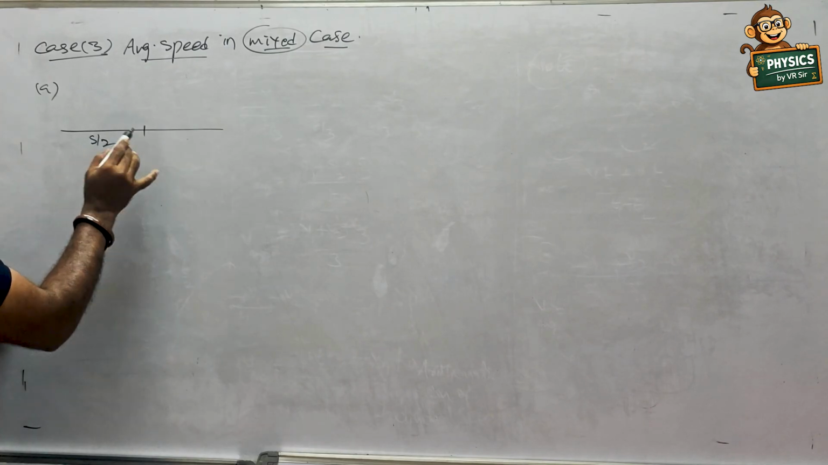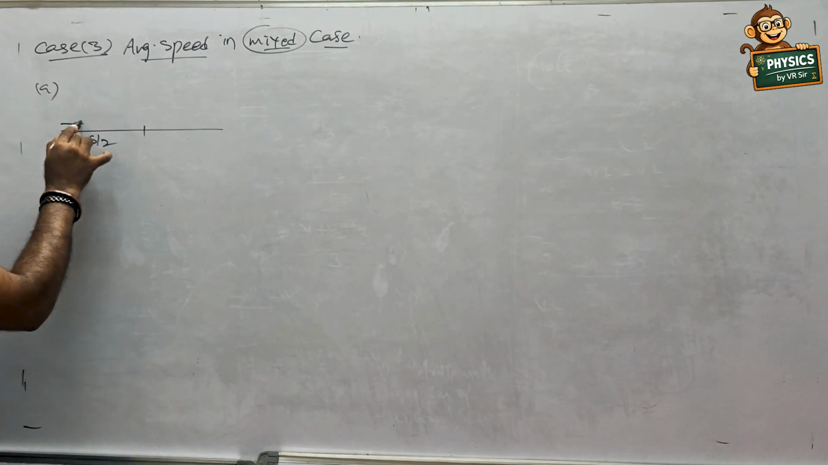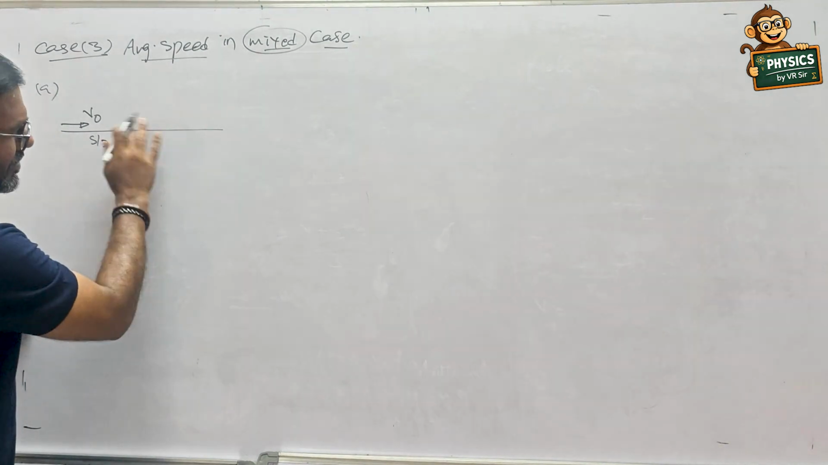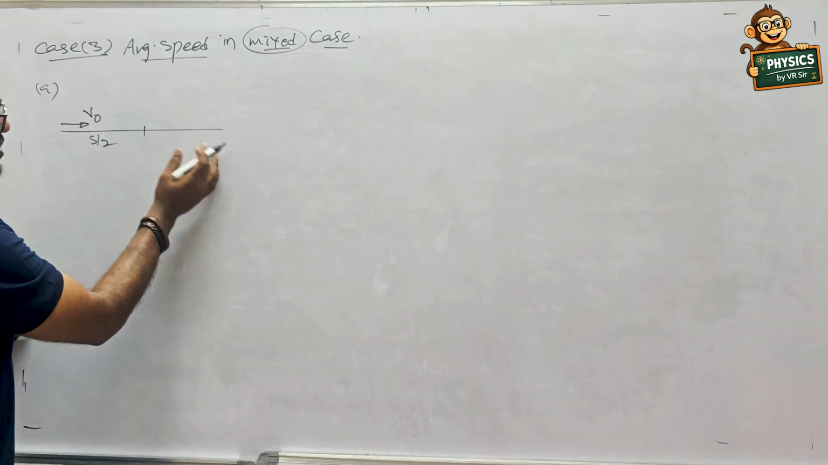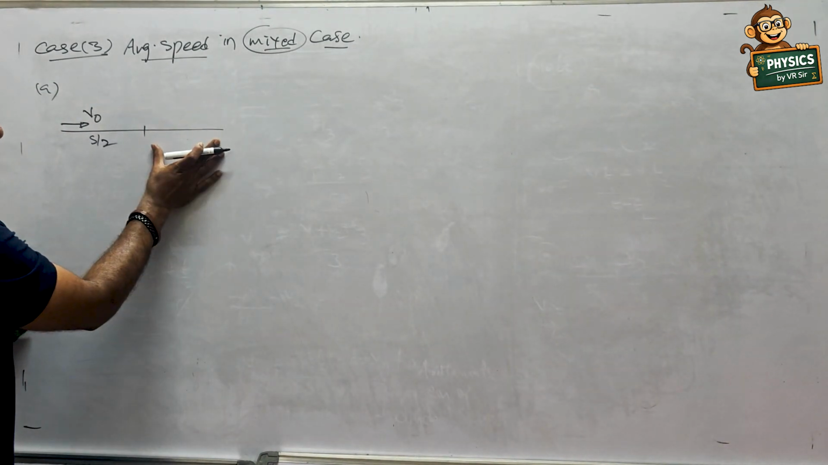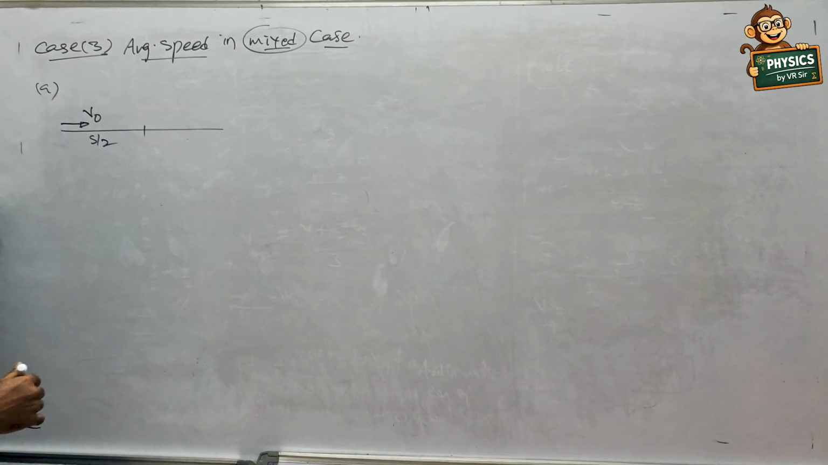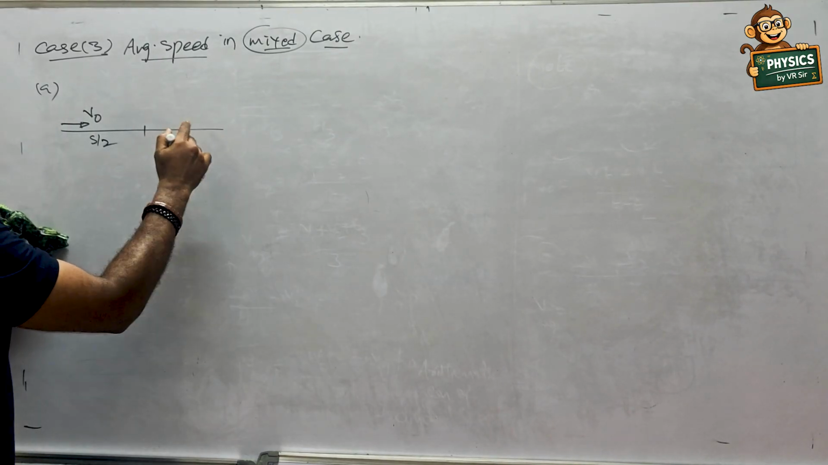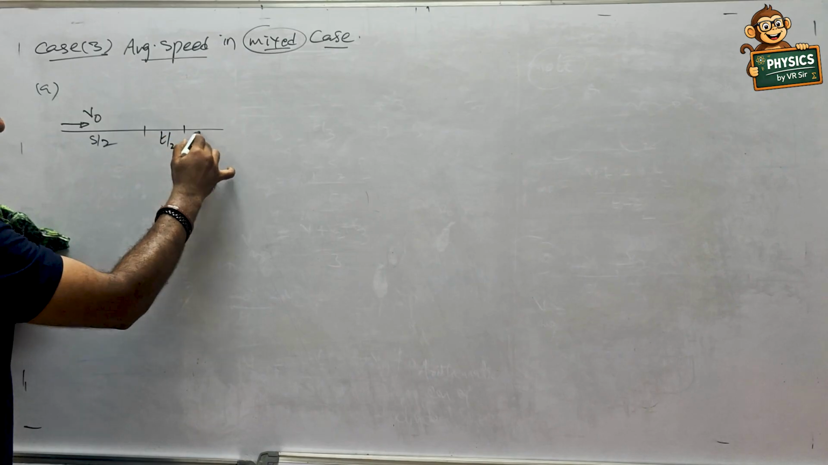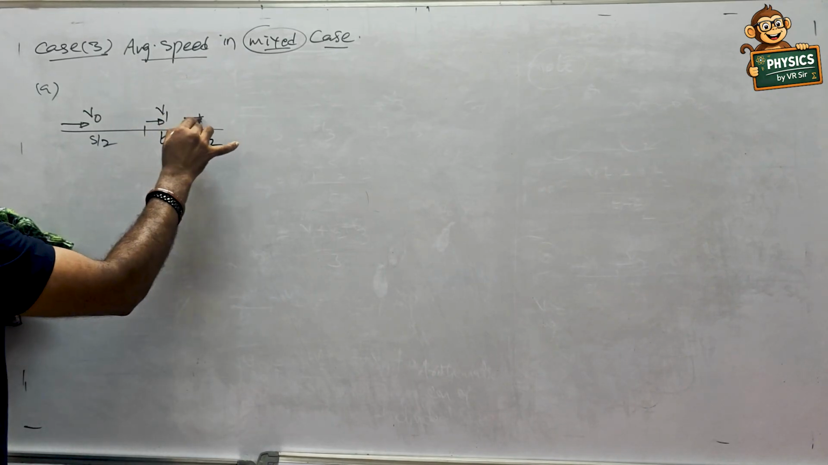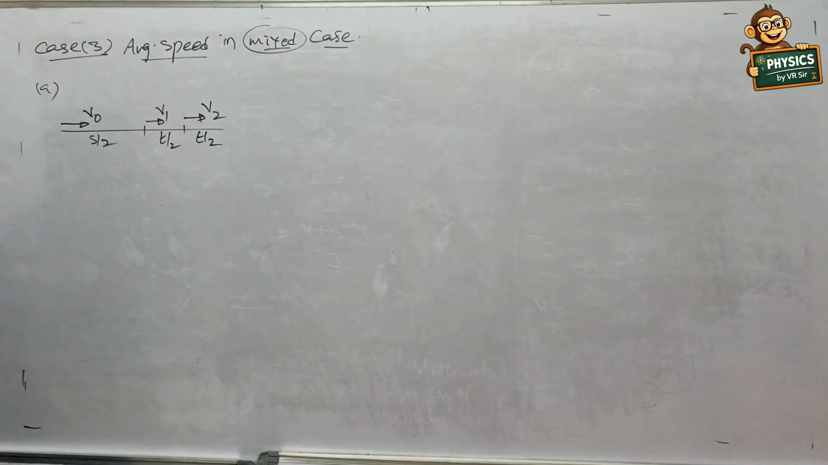Now, the first half of the distance is covered maintaining the speed v0, and for the remaining half of the distance, the speed is changing. It's not a single value. If it were a single value for the remaining half, we would have the expression 2v1v2 by (v1 plus v2). Now the rest of the distance is divided into two equal time intervals. In one time interval it maintains the speed v1, and in the other it maintains the speed v2.